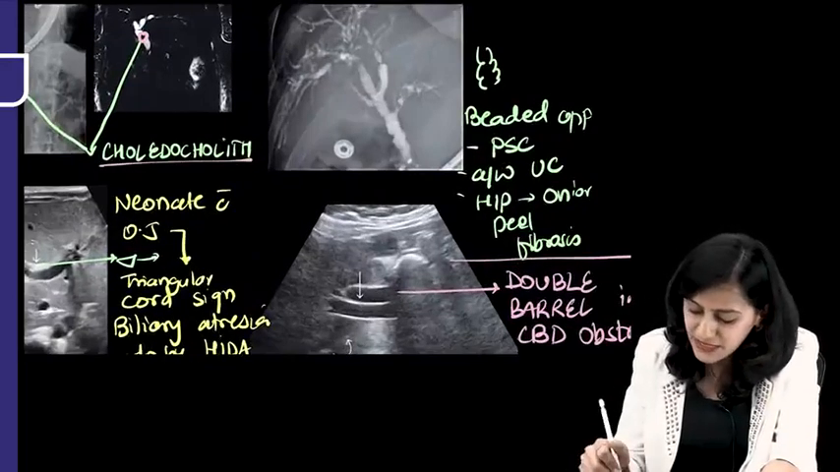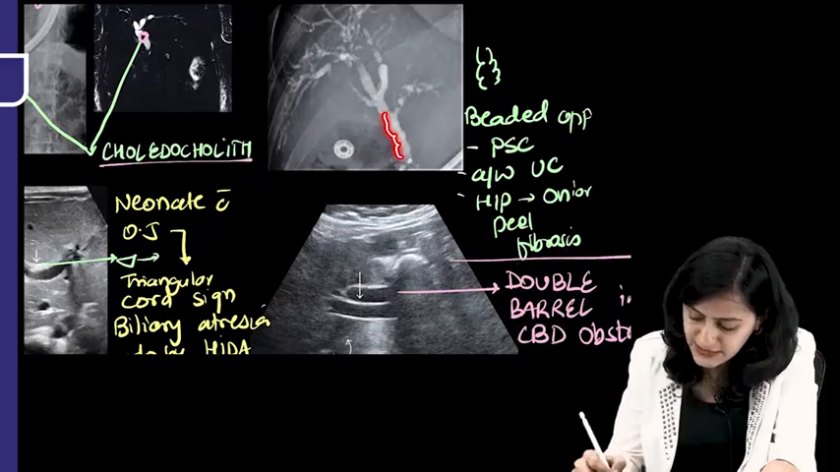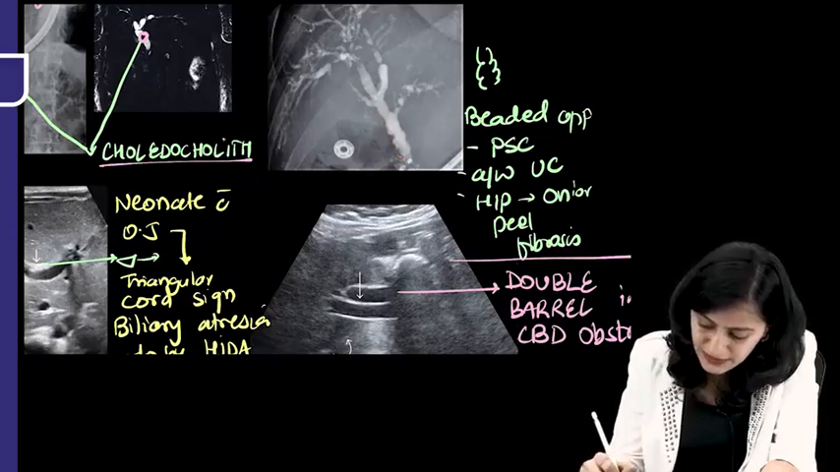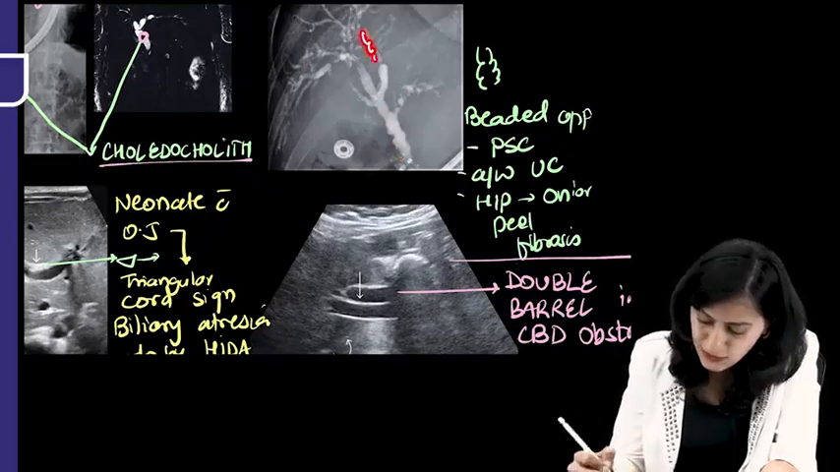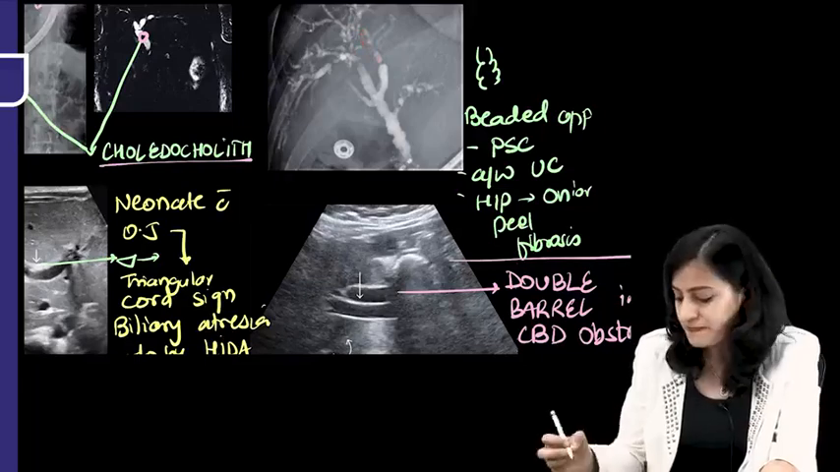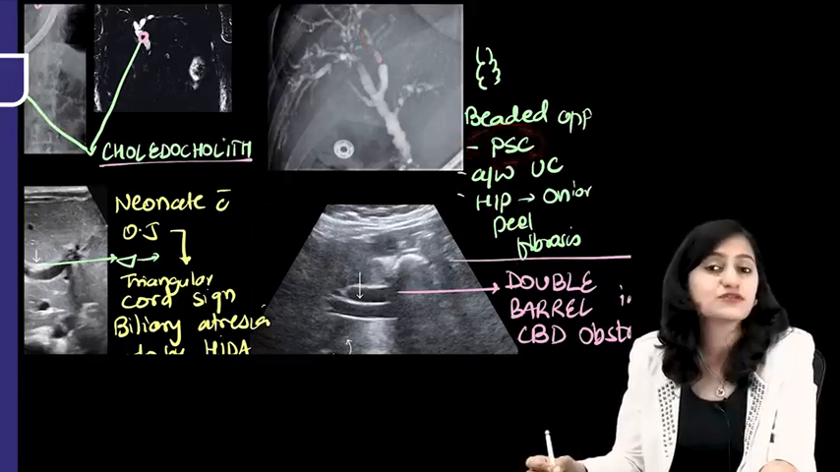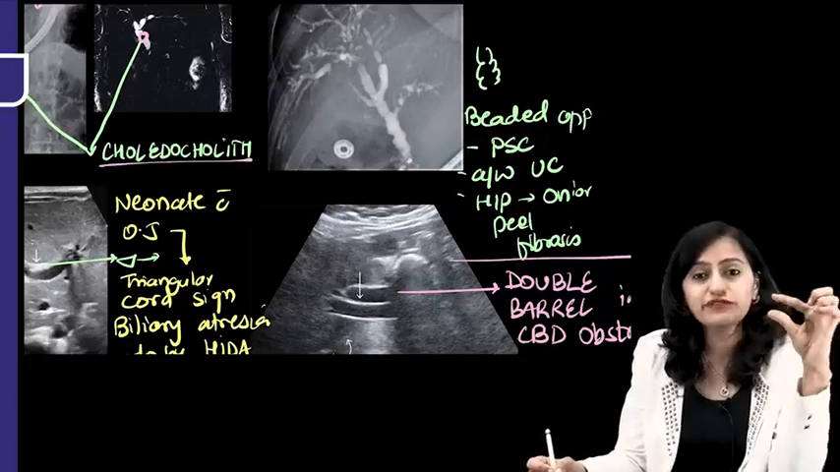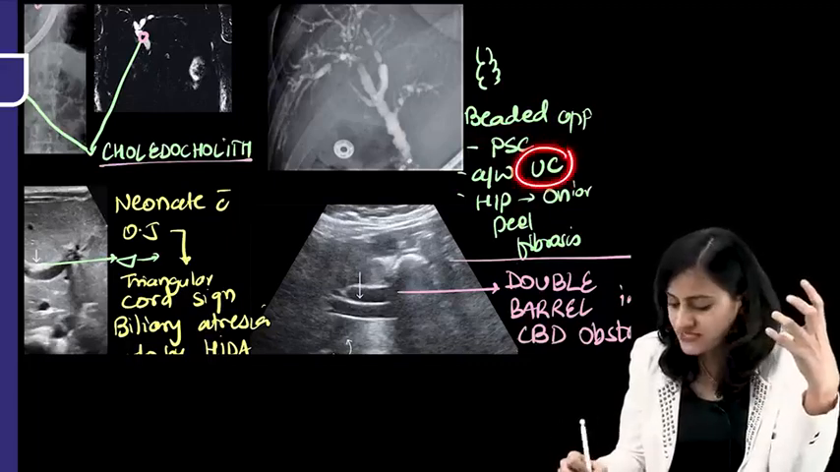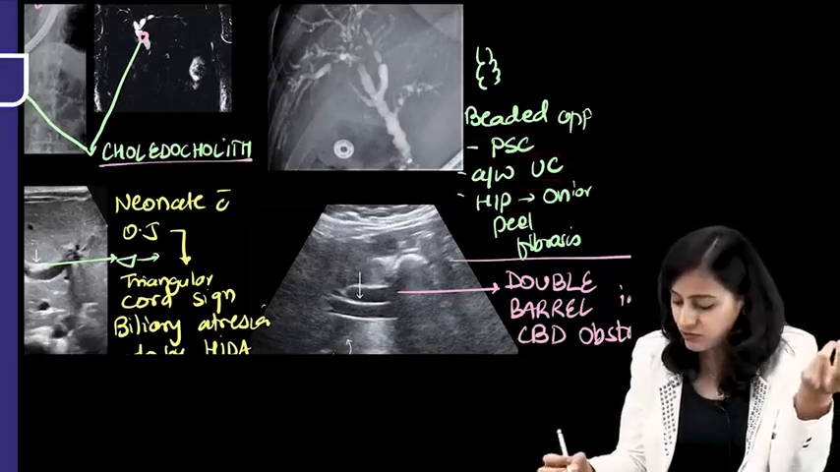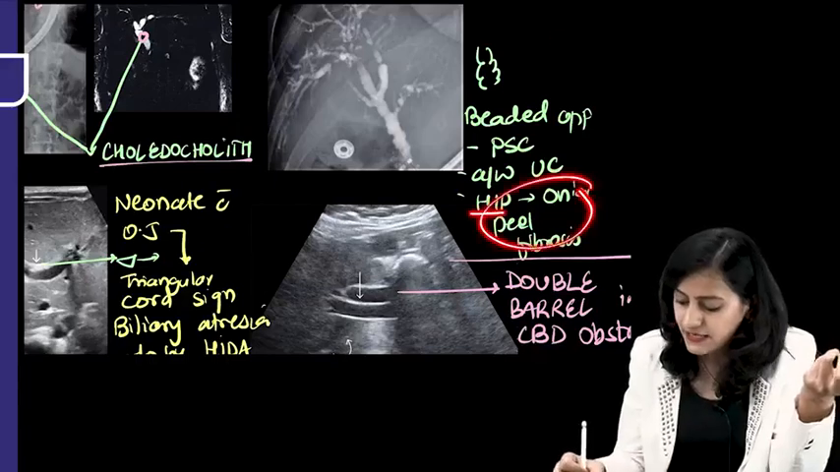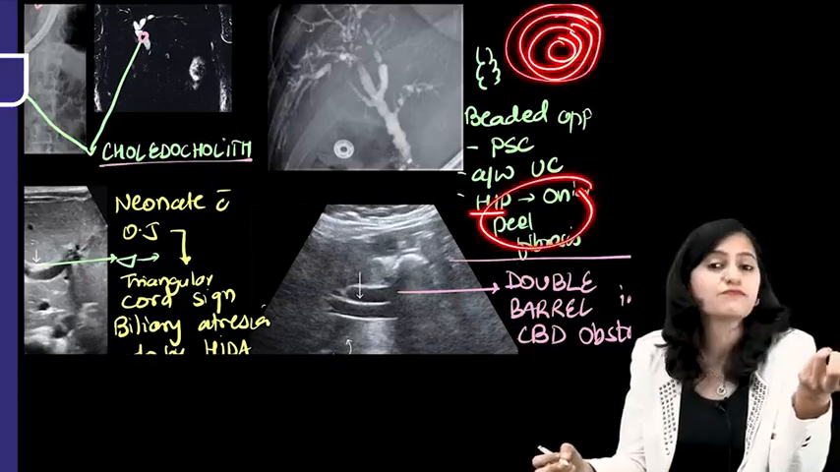Now, when you have this beaded appearance of the bile duct, you can see the beaded appearance in the extrahepatic duct, and the intrahepatic radicals also show the beaded appearance. That is seen with primary sclerosing cholangitis because of the fibrosis and strictures. We said that it's associated with ulcerative colitis. On histopathology, it will show onion peel fibrosis.